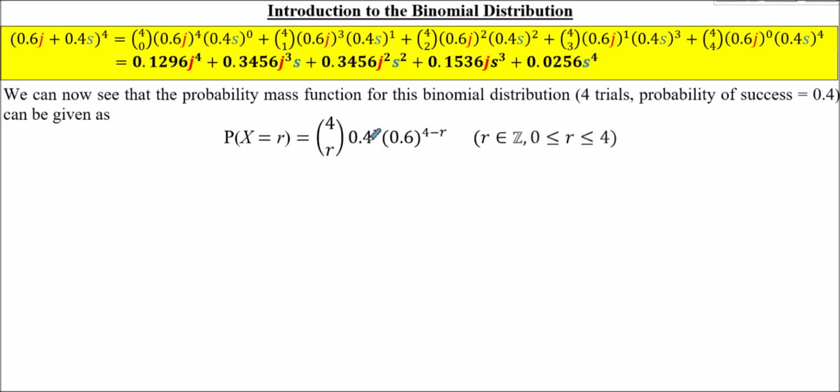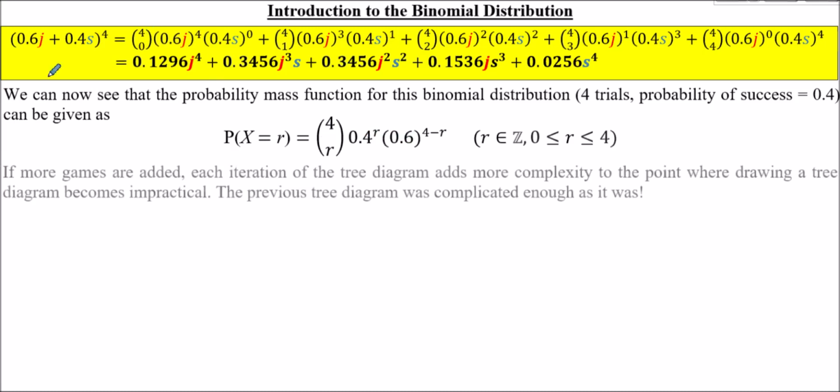So can we go further with this? How do 0.4 and 0.6 relate to each other? Well, hopefully you can see that these sum to 1. So whatever this number is here, this value will be 1 minus this one. So we can generalize this even further. And again, if more games were added, each iteration of a tree diagram would make it more complex to the point where drawing it wouldn't be practical. So the previous tree diagram, I'm sure you can agree, was complicated enough.